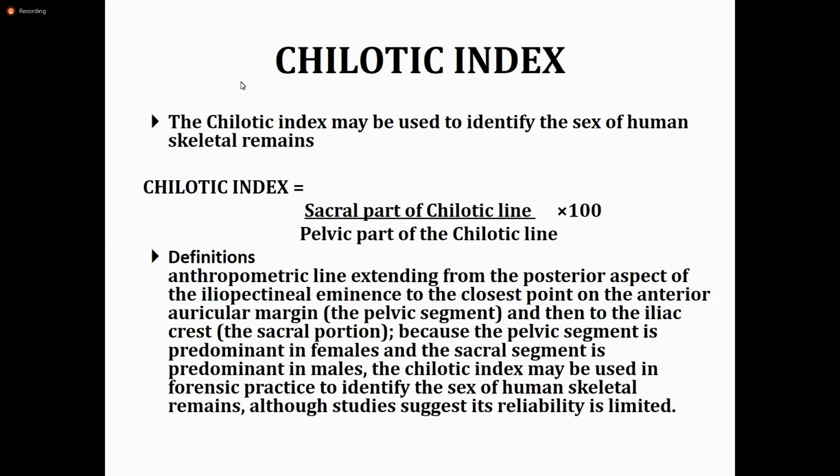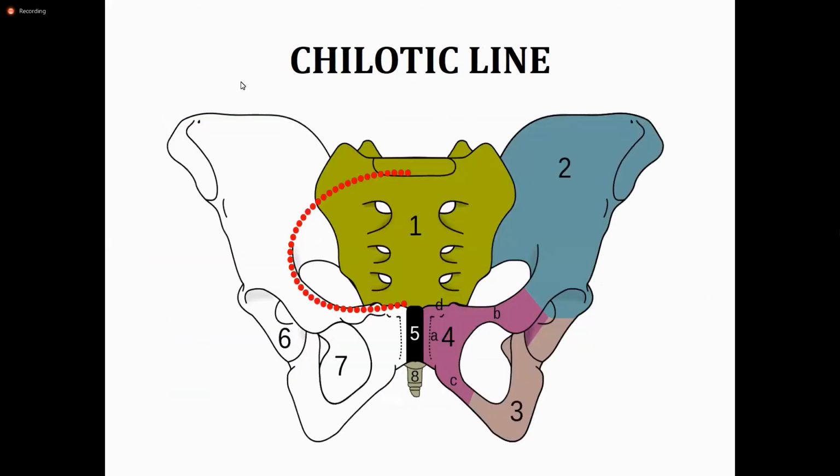Now, what is the Kelotic line? It is an anthropometric line extending from the posterior aspect of the iliopectineal eminence to the closest point on the anterior auricular margin. I'll show the next slide for you. So you can see just above where it is written 6 and 7, just above the line running above it.